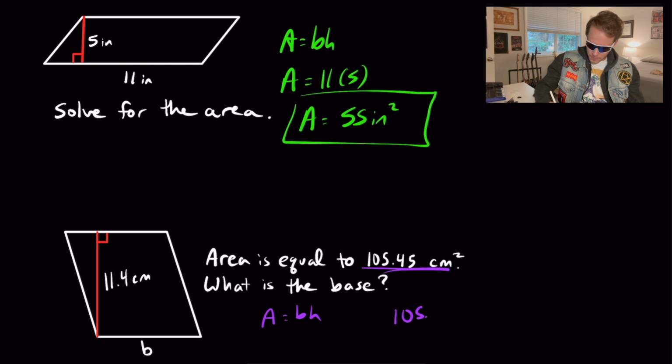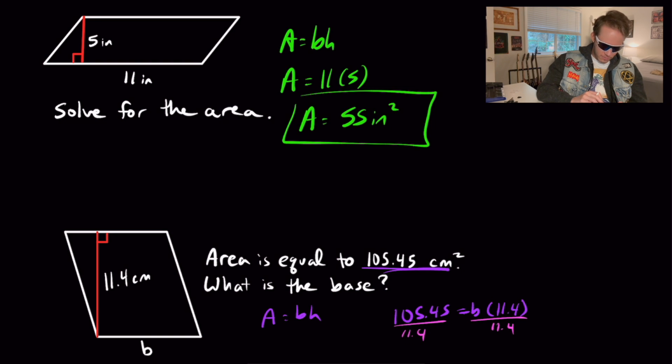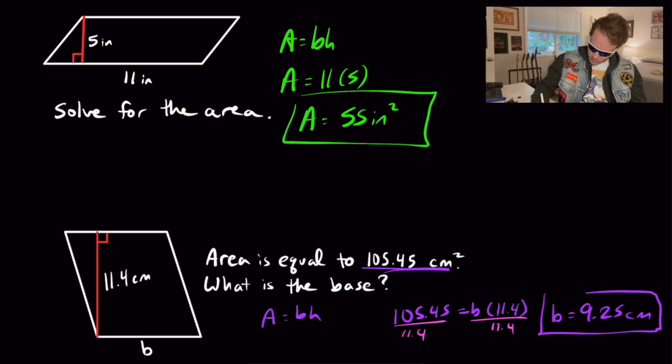So 105.45 is equal to the base, which we still don't know, so B, and then the height is 11.4. So it's a one-step equation, right? I'm going to divide both sides by 11.4. And then 105.45 divided by 11.4 is going to give us B is equal to 9.25 centimeters. So there it is.